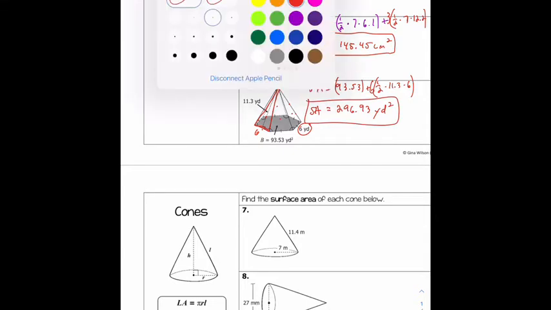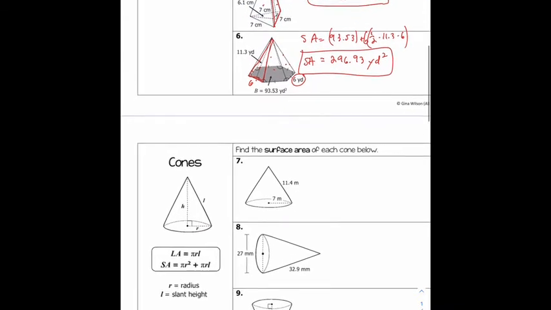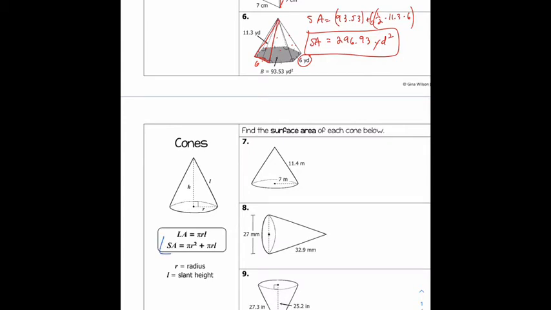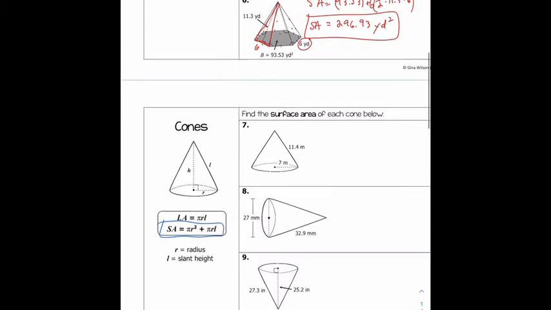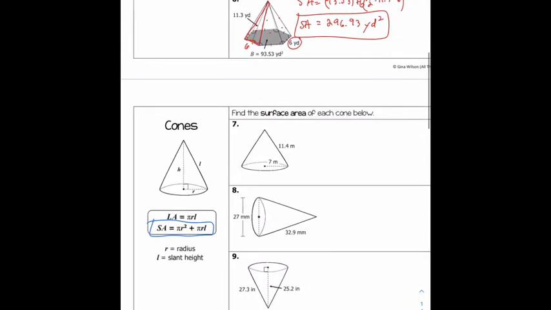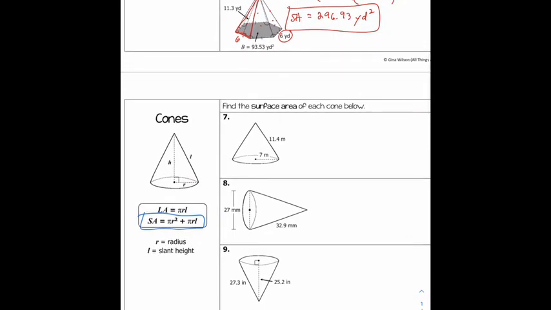Okay. Now we get to cones. Yeehaw. Hey, there's our formula. Woohoo, we already solved that. So there's our surface area. So we don't have to do much now. So let's do 7 and 9, 10, 11, 12.